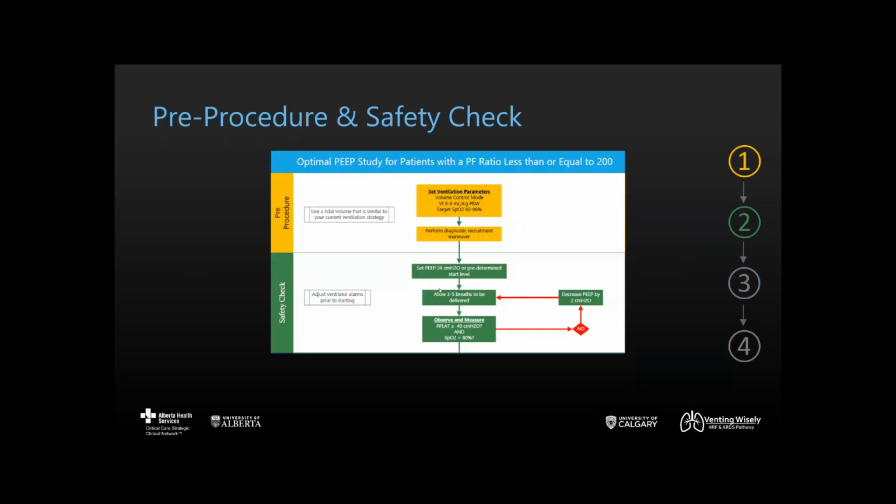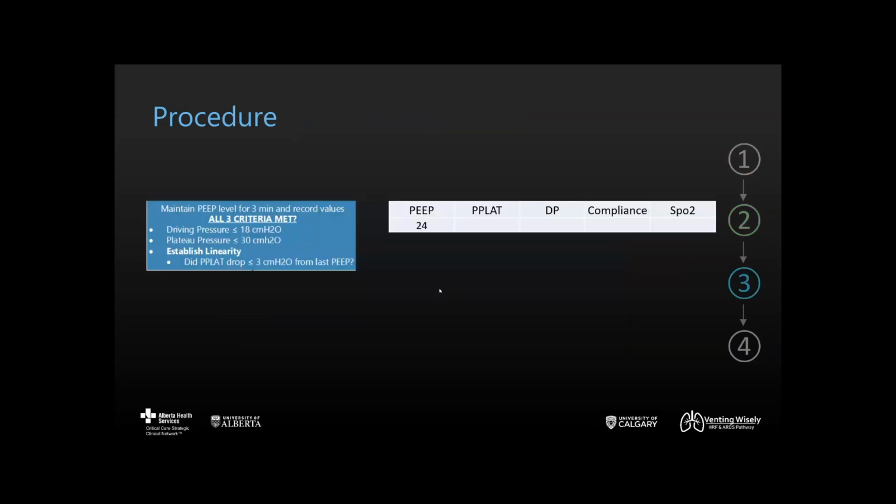Starting from the top of the algorithm, we have set our vent parameters, performed a recruit maneuver, and initiated the safety check. We set our PEEP to 24, allow 3 to 5 breaths to be delivered, then we check the plateau and the saturation. 38 for a plateau and saturation for a 94. Safety check passed. So we maintain the set PEEP of 24 centimeters of water for 3 minutes and check our values. Did we meet all 3 criteria?